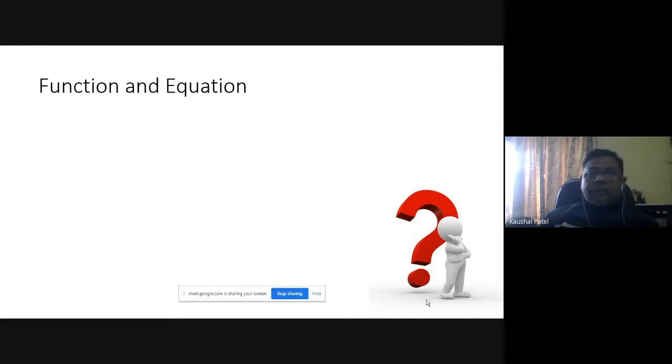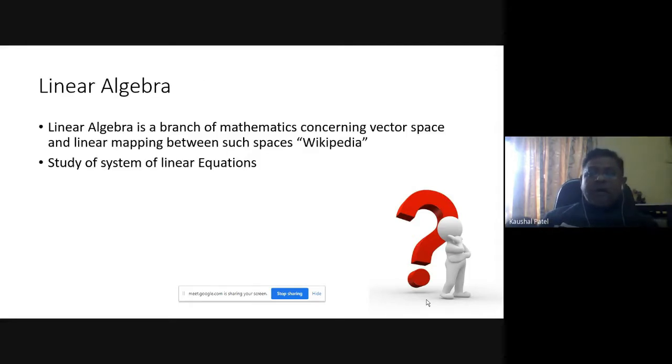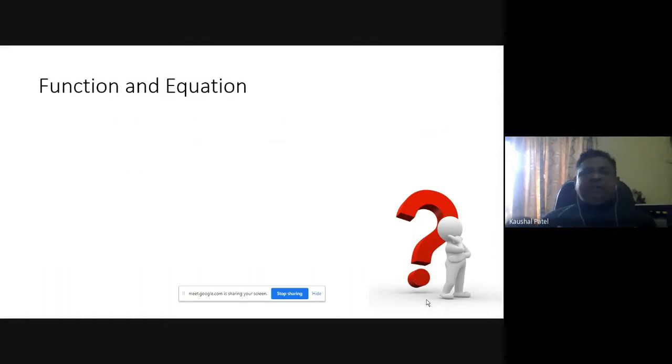There are two things actually. One is the equation, here a system of linear equations. Now there is again a problem: what is a function and what is an equation? Can anyone say what a function is, what an equation is, and what the difference between them is? Can we say that every equation is a function, or that every function is an equation, or might they be different?